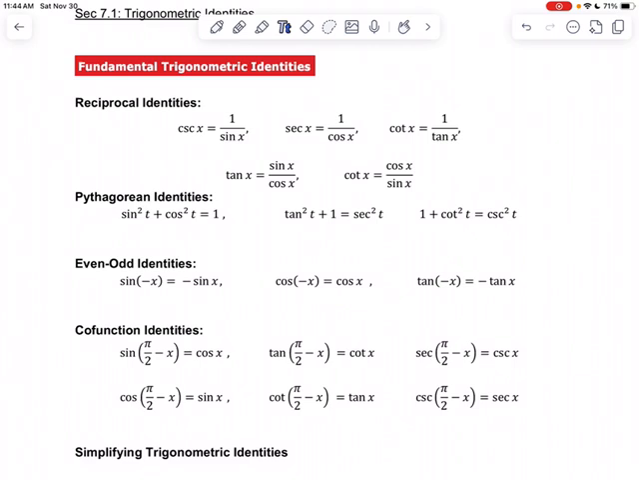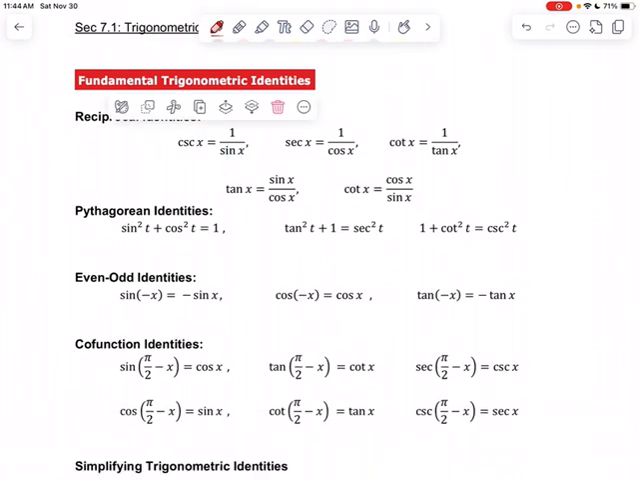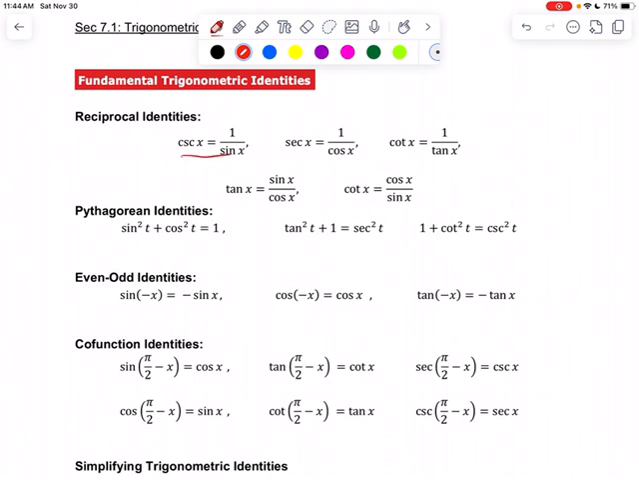So the first one is that cosecant of x is 1 over sine x. Or in other words, 1 over sine x is cosecant x. And also 1 over cosecant x, CSC, that's the abbreviation for cosecant. So 1 over cosecant x will be equal to sine x. So these go both ways.